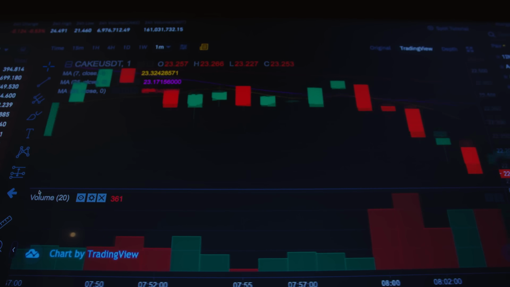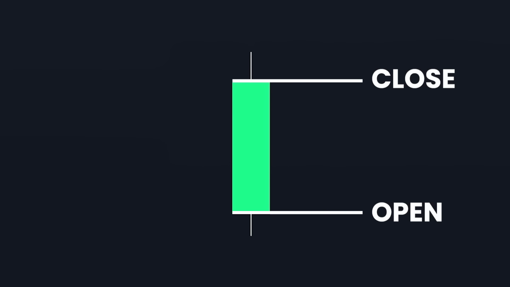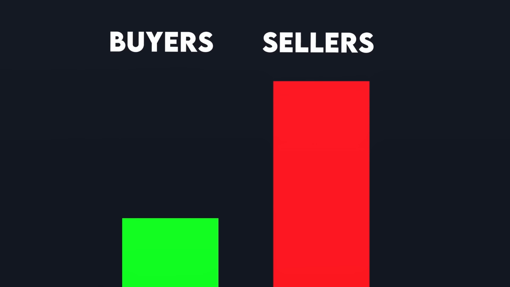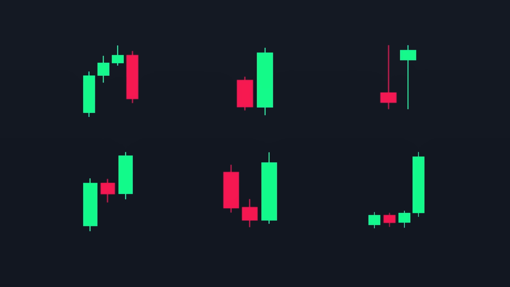Every single candlestick tells a story about the battle between buyers and sellers. Green candles form when the closing price is above the opening price, showing that buyers dominated sellers during that period. Red candles are the exact opposite. Sellers overpowered buyers, pushing the closing price below the opening. But here's where it gets really interesting. The size and shape of these candles reveals the intensity of this battle.